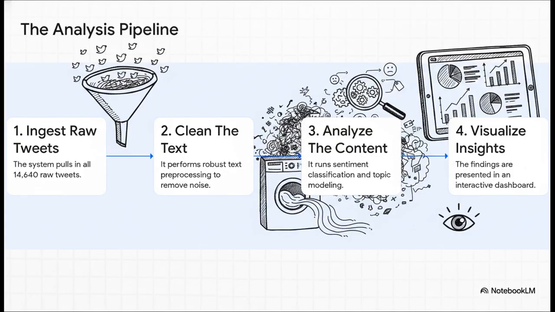The whole process basically works like a 4-step assembly line for text. First, it pulls in all 14,000 raw tweets. Step 2, it cleans up the text, stripping out all the weird symbols and internet junk to get to the real message. Third, it analyzes the content to figure out what it all means. And finally, it visualizes the findings so a person can understand the results in just a glance.